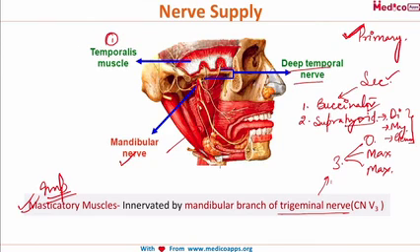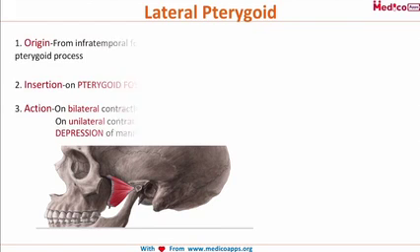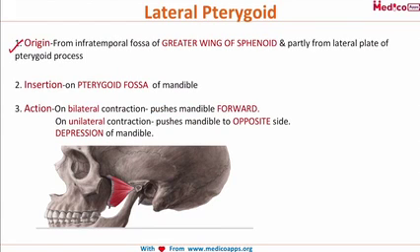So the examiner can ask you to define the primary muscles of mastication, or how you would classify the muscles of mastication. You should tell them that there are 2 groups: first is primary, and second is secondary or accessory group. In this lecture, we will be covering the primary muscles of mastication. Let's start with the lateral pterygoid muscle first. For any muscle, you are supposed to tell 3 things: first is origin, second is insertion, and third is action.